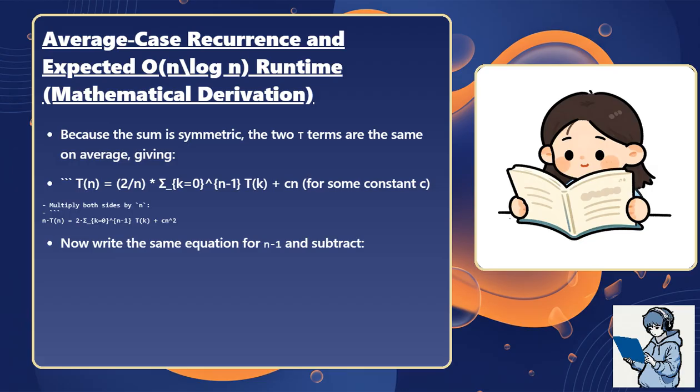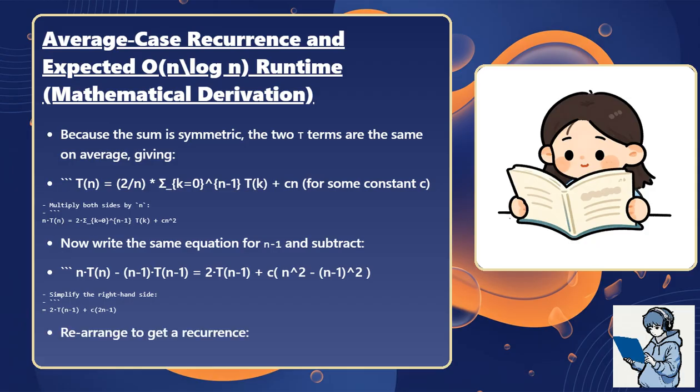Now write the same equation for n-1 and subtract. n times T(n) minus (n-1) times T(n-1) equals 2 times T(n-1) plus c times (n squared minus (n-1) squared). Simplify the right-hand side. Equals 2 times T(n-1) plus c times (2n-1). Rearrange to get a recurrence. T(n) equals T(n-1) plus 2/n times T(n-1) plus O(1), which also equals T(n-1) times (1 + 2/n) plus O(1).